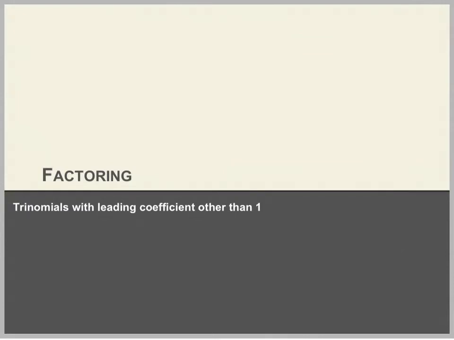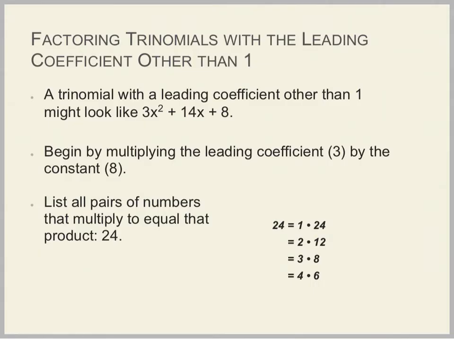We will now investigate factoring trinomials that have a leading coefficient other than 1. So a trinomial with a leading coefficient other than 1 may look something like this, where you can see our leading term is 3x squared. To factor these trinomials, we could guess and check. However, I prefer a more methodical way.